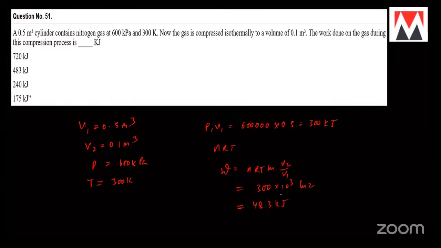It is asking work done on the gas. Work done by the gas is negative here, whatever you got. Oh, this is 0.2, sorry. Work done on the gas, work done by the gas. So 483.